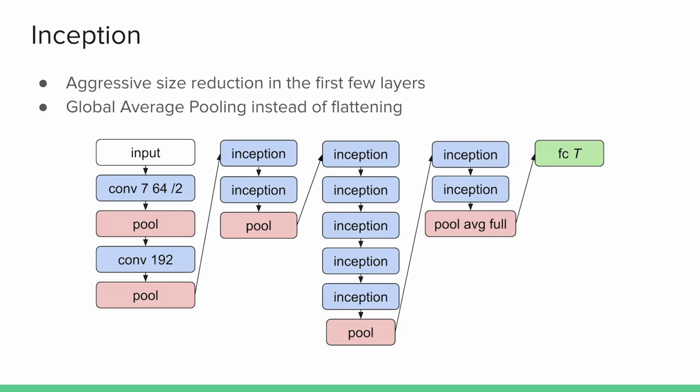The Inception network is another architecture where we use this inception module that we've seen before, with a kind of aggressive input size reduction in the first few layers, then these inception modules, and at the end this global average pooling that we've just talked about. Instead of a flattening and fully connected, we just take the global average pooling and then feed it into the fully connected layer to produce the output.